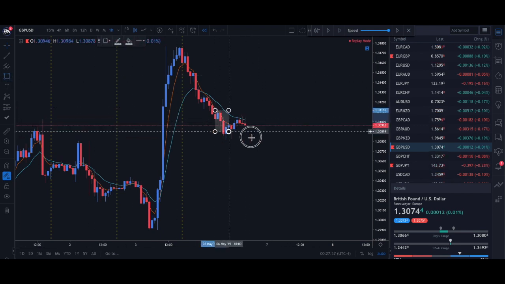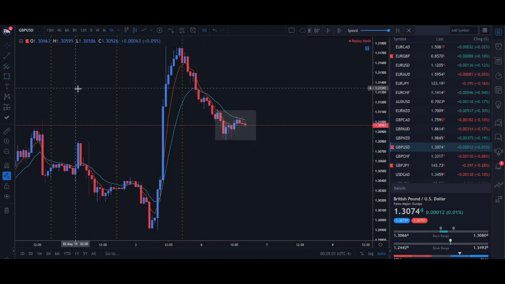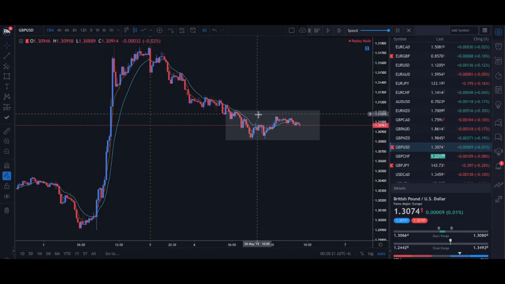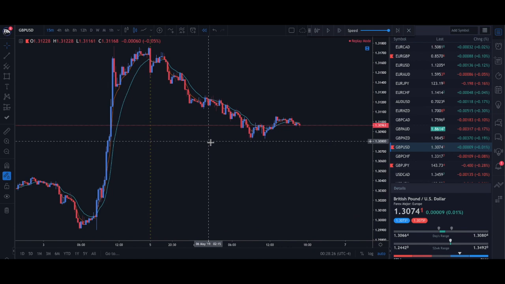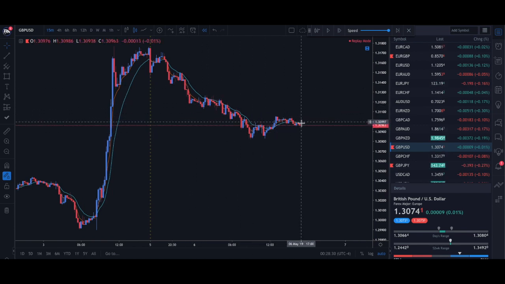Okay, so let's block off this area here and let's move over to a 15-minute chart so we can see. So here on a 15-minute chart, we can clearly see that we are at a level since we are moving sideways here.